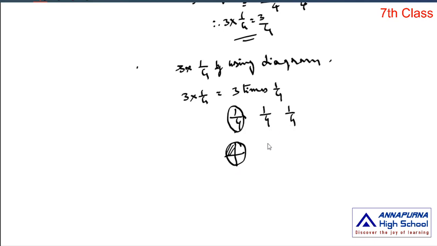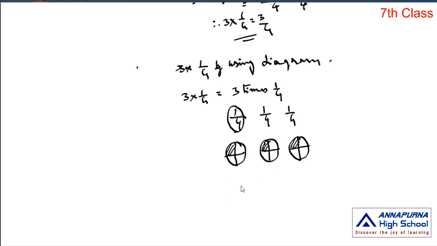Next, we take the second fraction. This is also 1 by 4. Draw a circle and divide into 4 equal parts. Out of this 4, take one part. This shaded part represents 1 by 4. Now, take the third one. Draw one more circle and divide into 4 equal parts. Out of 4 parts, here also take one part.